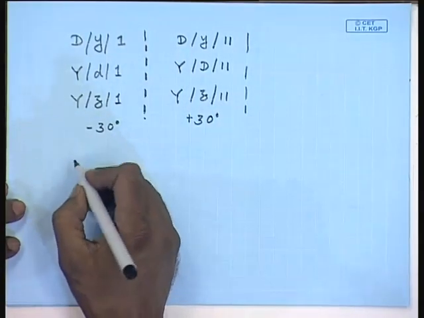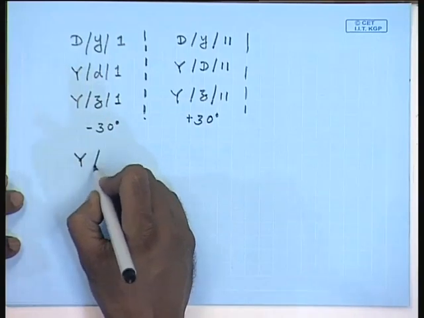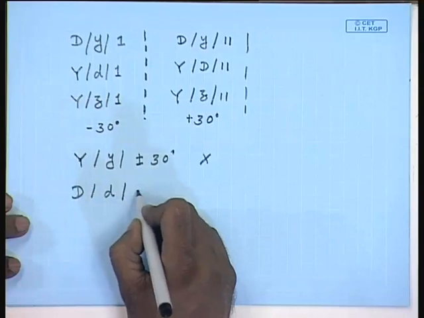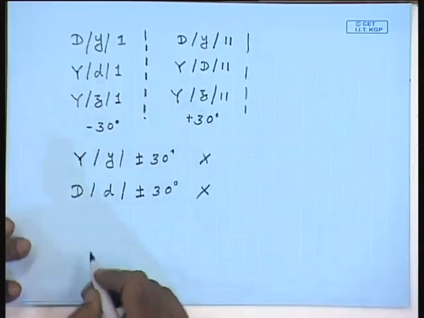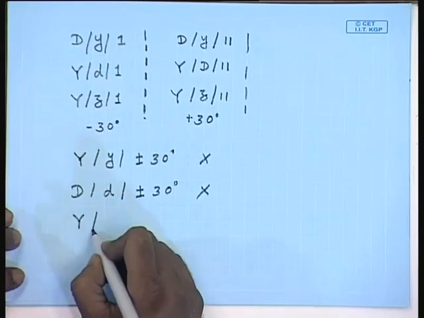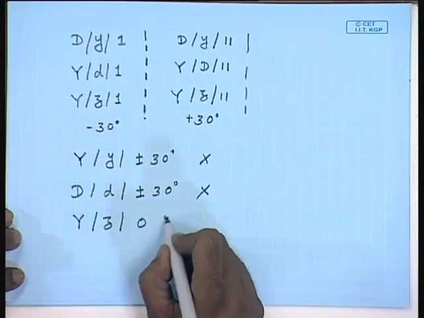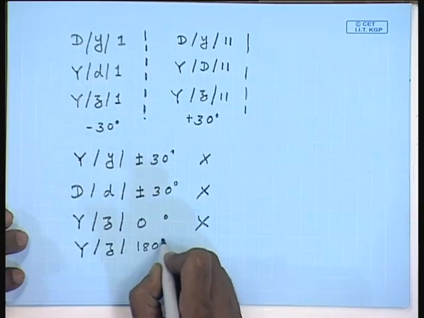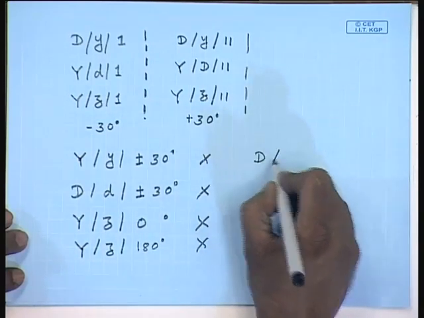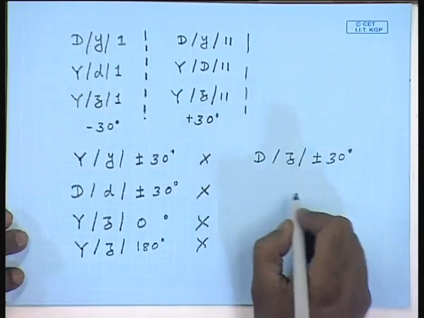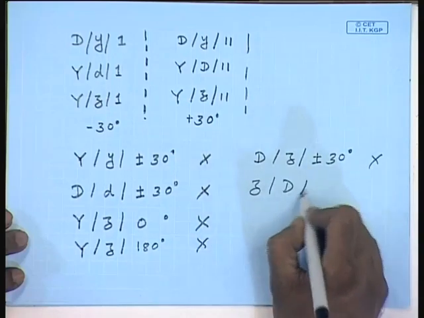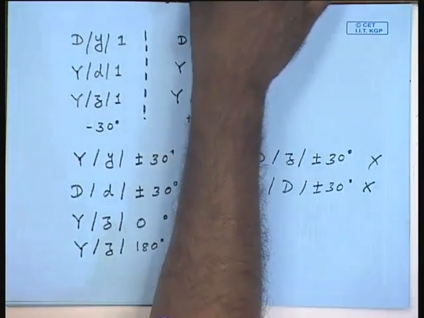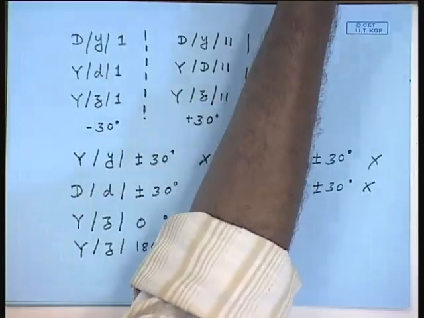The configurations that are not possible are Y plus or minus 30 degree, this is not possible. D plus minus 30 degree, this is also not possible. YZ 0 degree, not possible. YZ 180 degree, not possible. DZ plus minus 30 degree, this is also not possible, or ZD plus minus 30 degree, this is also not possible. So, we have seen that there will be 12 different connections of 3-phase transformer.